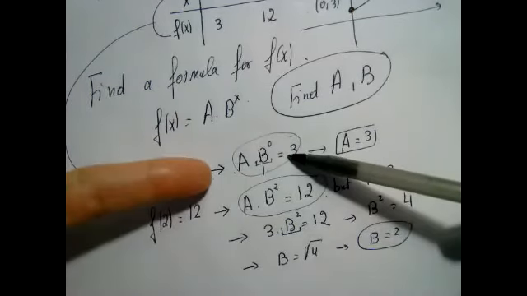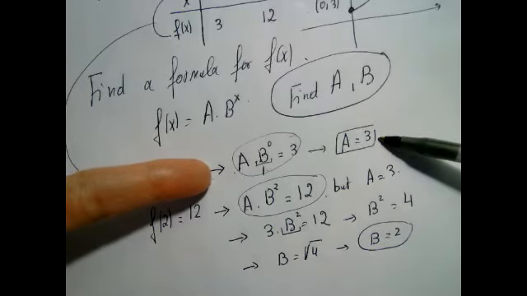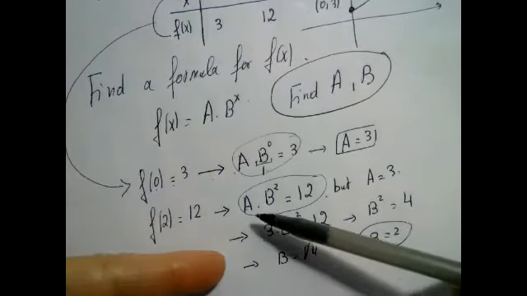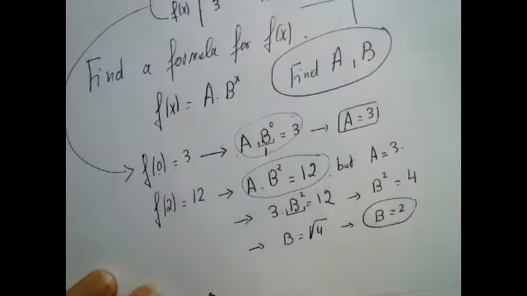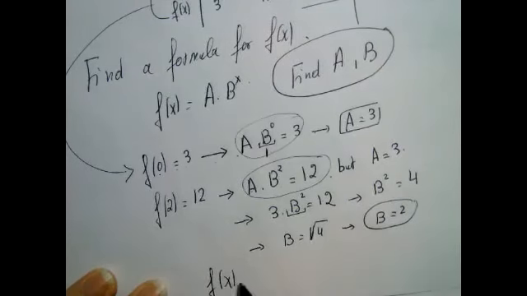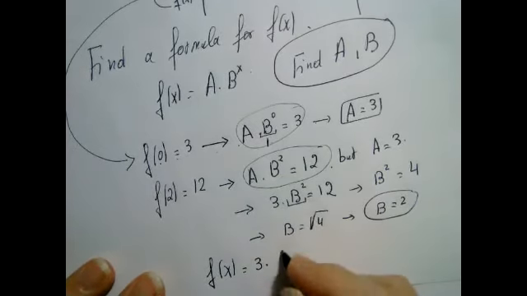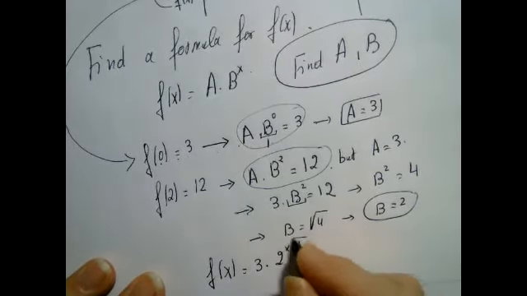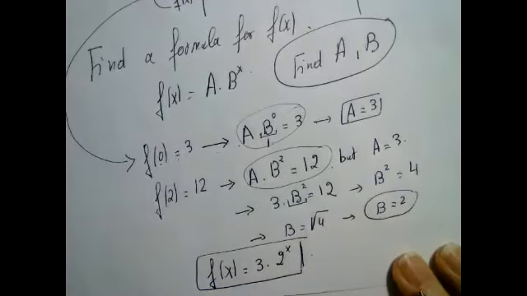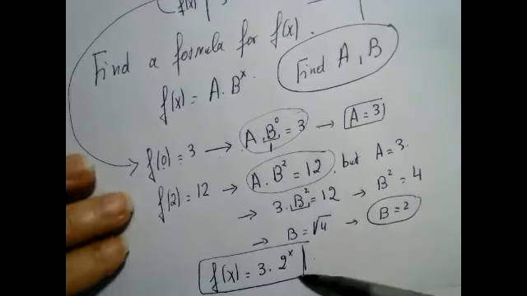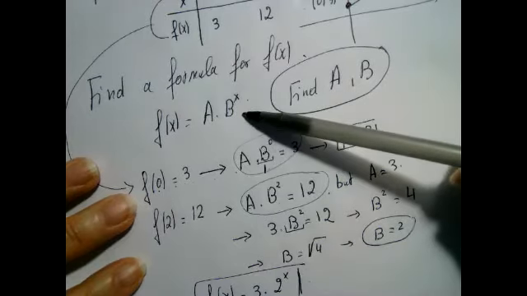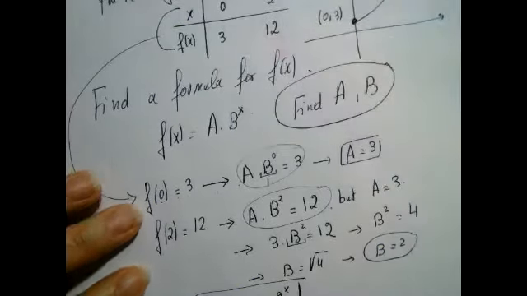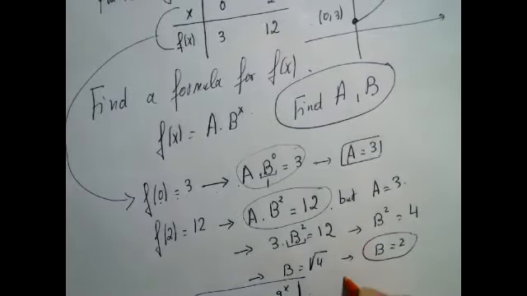In this scenario, the first equation gave me a automatically. To find the b, okay, I know my a, then I can find my b. So the formula here of f of x is going to be 3, that's my a, times b, which is 2, to the power x. Okay. So this is the function that's exponential because it has the form ab to the x that satisfies those 2 properties.